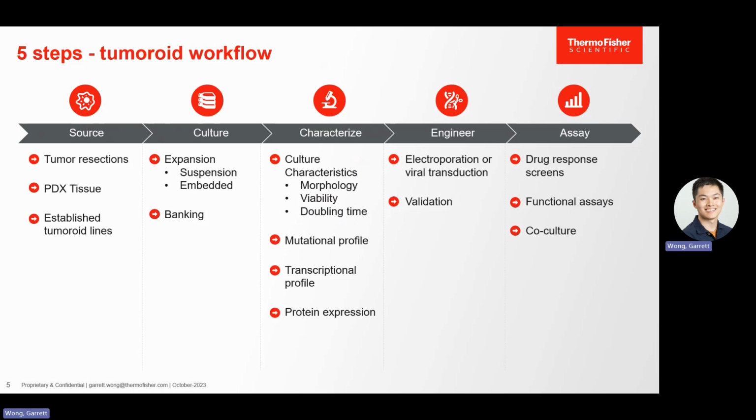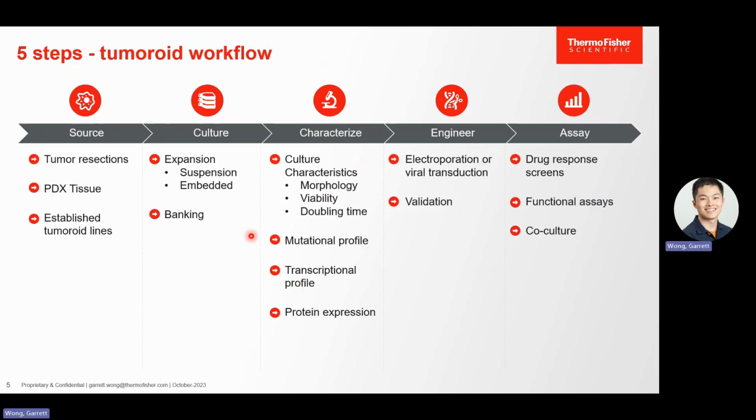This slide is an overarching view of the tumoroid workflow. The first consideration that a scientist would need to make is sourcing the tissue. These can come from a variety of different sources. They can be derived from tissue resections or biopsies if a new tumoroid line is desired or a specific genetic signature is needed for their research. But they can also be sourced from a PDX tissue or obtained through commercially available tumoroid lines. Once the tissue has been identified, these tumoroids can be cultured and banked in suspension or embedded for many passages.